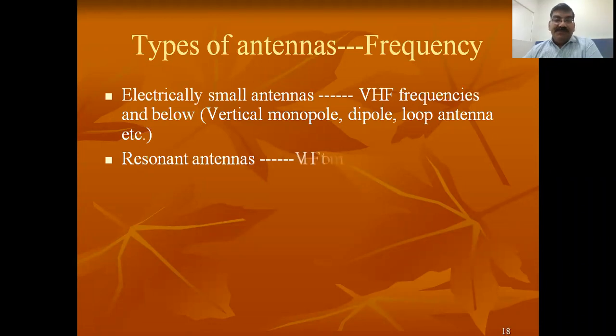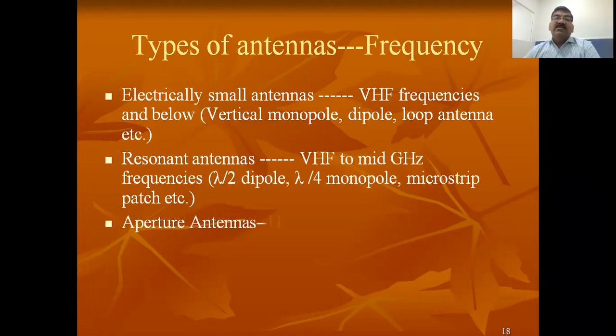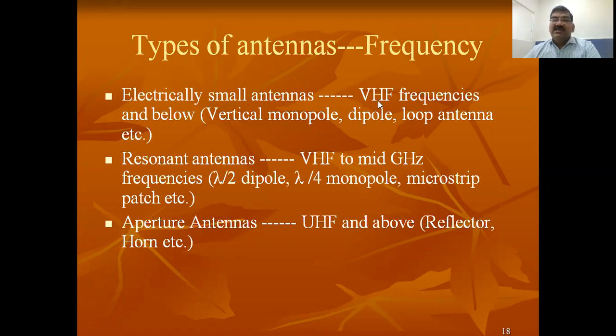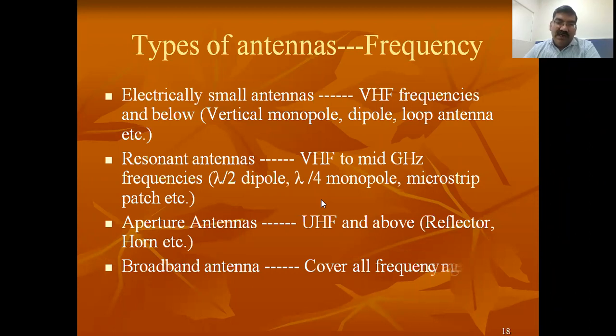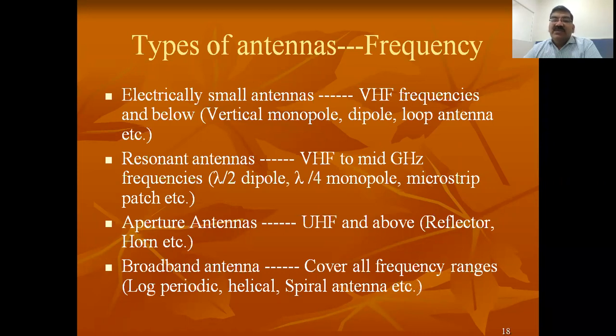So these antennas can be bifurcated like this: monopole, dipole, loop antenna, that is electrically small antenna, that is VHF frequency. Then resonant antenna, that is VHF, again lambda by 2 dipole antenna, lambda by 4 monopole antenna, microstrip patch antenna. Aperture antennas are mainly UHF, that is ultra high frequency, that is the reflector and horn. Just now I have told. Broadband antenna covers the log periodic, helical and the spiral antenna. So these are the types of antenna.